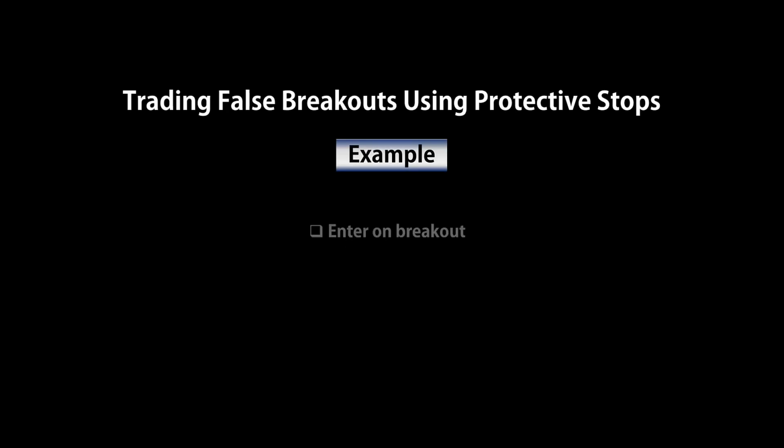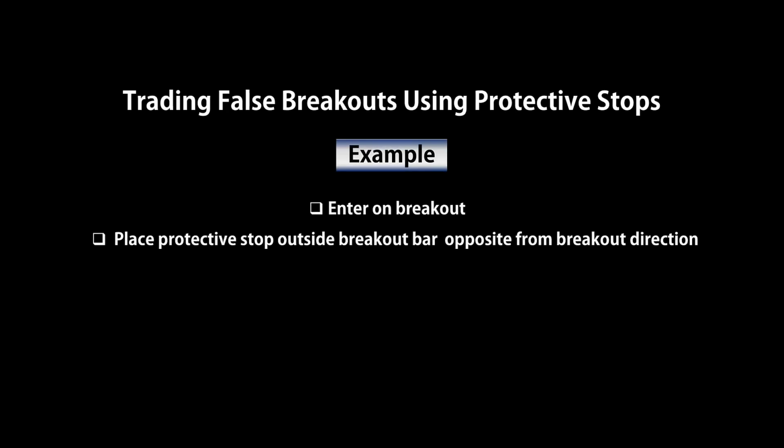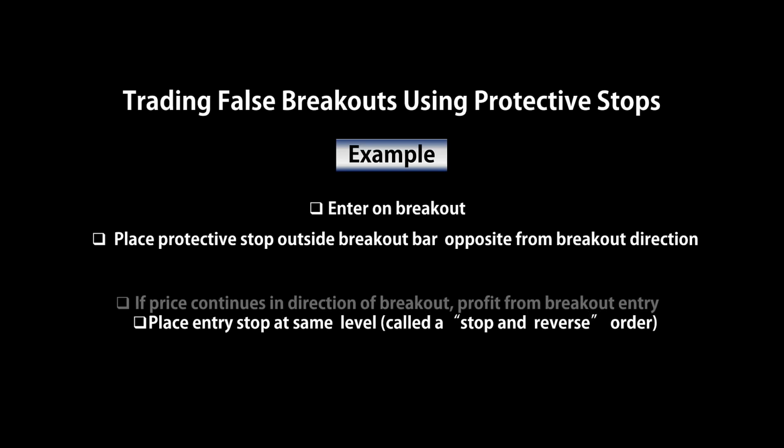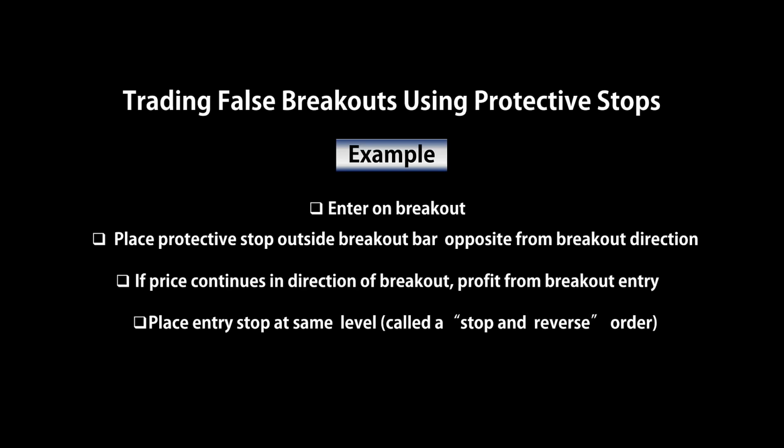Example: enter on breakout. Place a protective stop outside the breakout bar, opposite from the breakout direction. Place an entry stop at the same level, called a stop and reverse order. If price continues in the direction of the breakout, profit from the breakout entry. If the breakout is false, profit from the stop and reverse.